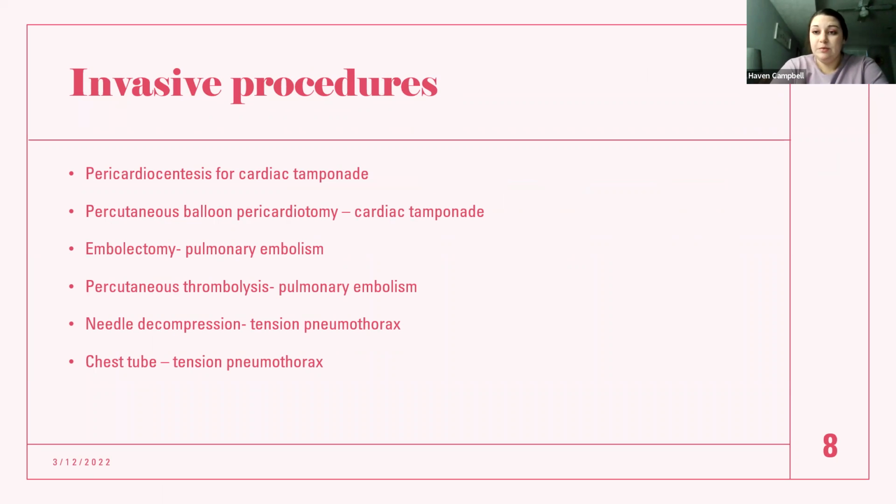So what are some invasive procedures for obstructive shock? You can do a pericardiocentesis. For cardiac tamponade, that's when they drain the fluid from surrounding the heart. A percutaneous balloon pericardiotomy for a cardiac tamponade. They'll do an embolectomy and a percutaneous thrombolysis for a pulmonary embolism, and possible needle decompression and a chest tube for a tension pneumothorax.